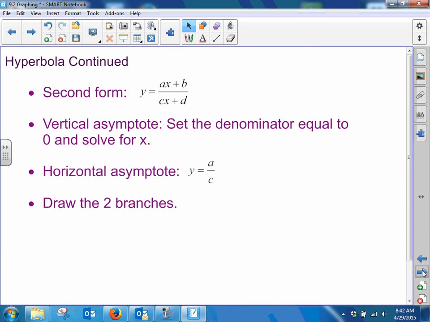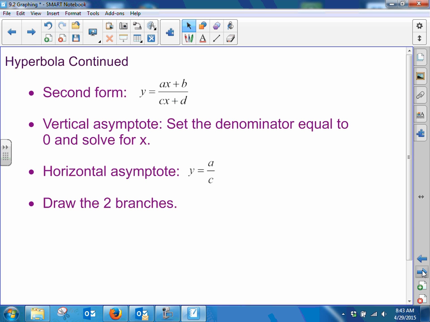All right, here's the second form. Y is equal to ax plus b over cx plus d. Looks totally different, right? You don't have an h, you don't have a k. So you have to remember the asymptotes for this one as well. But again, they're still super easy.